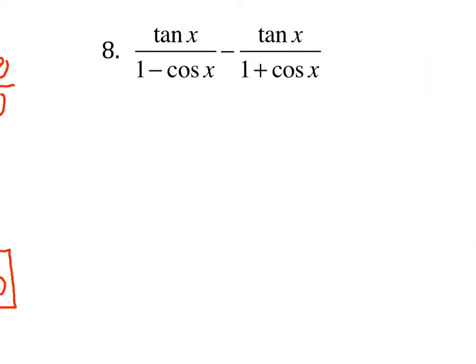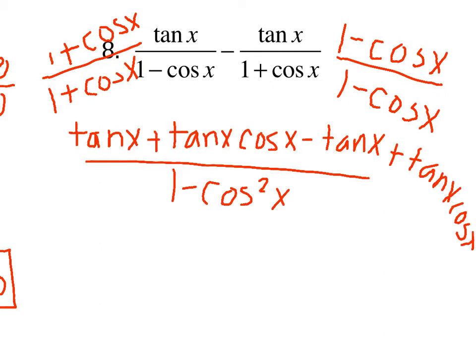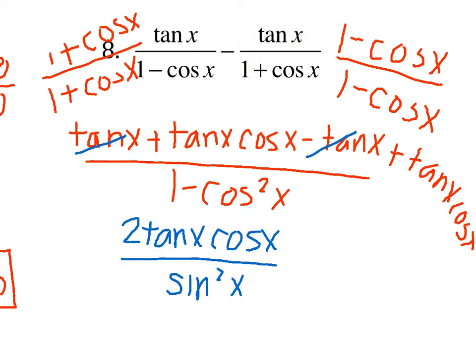Looking at number 8, we know we also need to get a common denominator. Our common denominator here would be 1 plus cosine times 1 minus cosine. So after I multiply and distribute, I get tan plus tan cosine minus tan plus tan cosine. I think the toughest thing to remember here is that you're actually distributing a negative tan. So those tans cancel out, and I'm left with 2 tan cosine over sine squared. I got sine squared because of our Pythagorean identity.